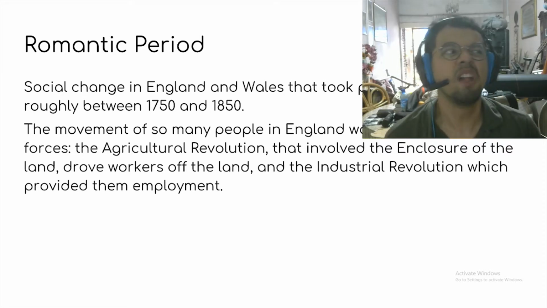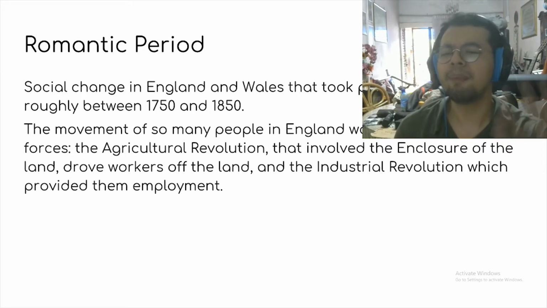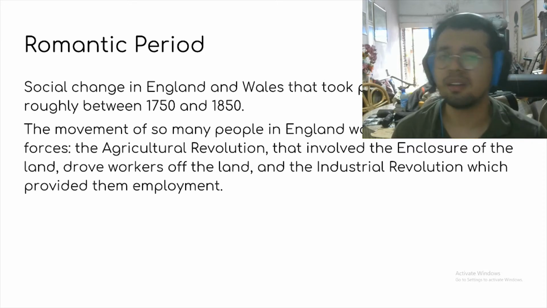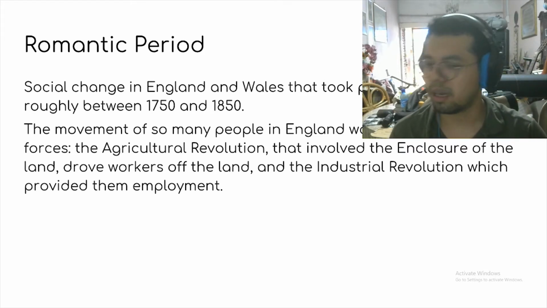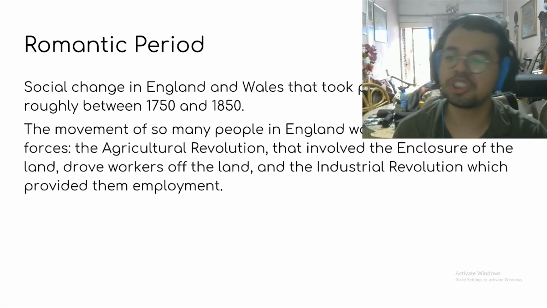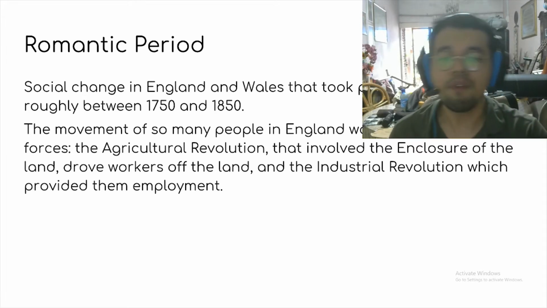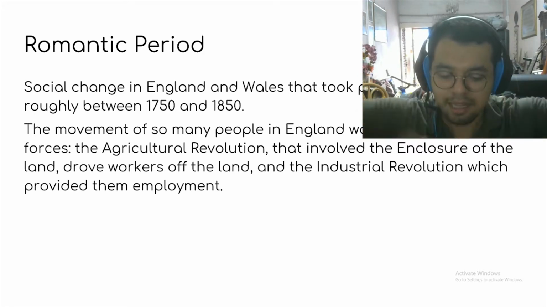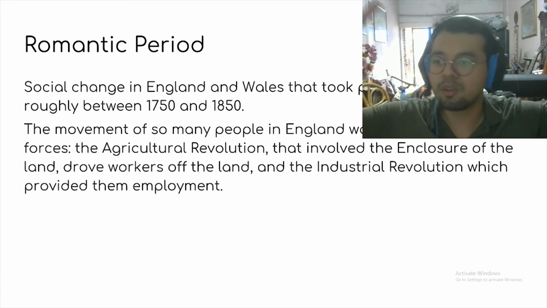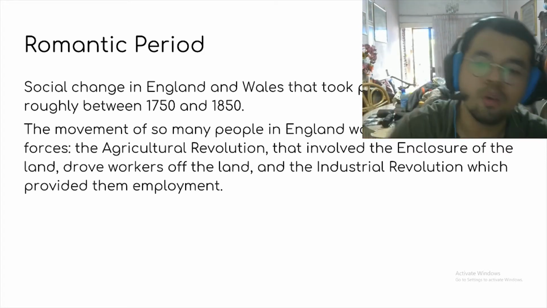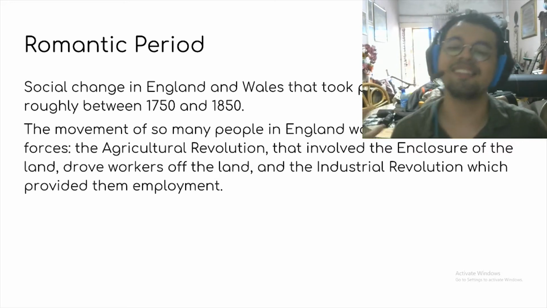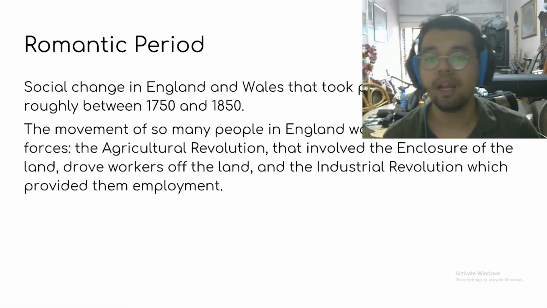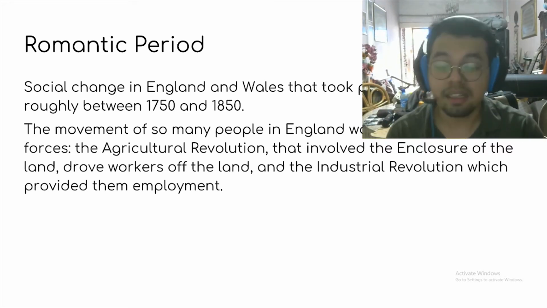Stop outing yourself, Umar. The movement of so many people in England was the result of two forces. Now, this is something you'll find in history a lot. The agricultural revolution that involved the enclosure of the land. Basically, the landowners didn't want to handle their peasants anymore. They drove workers off the land. You leave my land, and you go to the cities to work in the factories. Because the industrial revolution happened. So coal and mining and a lot of factories were happening.